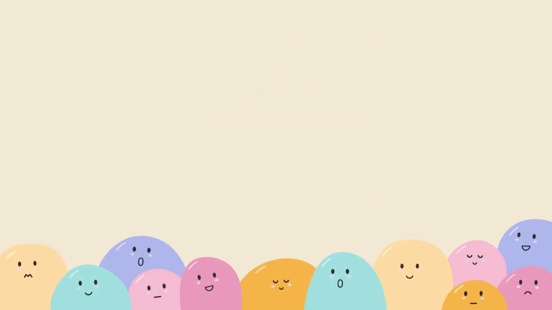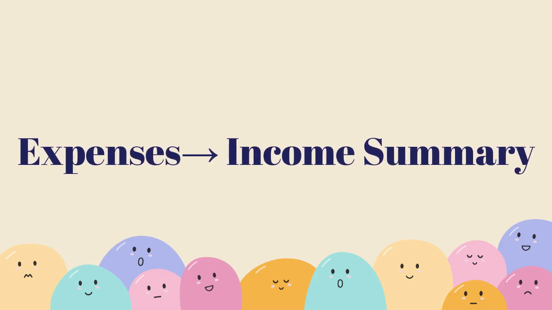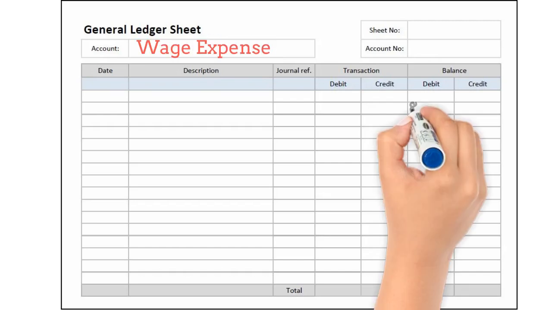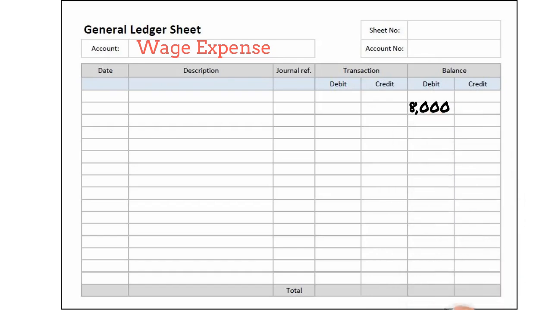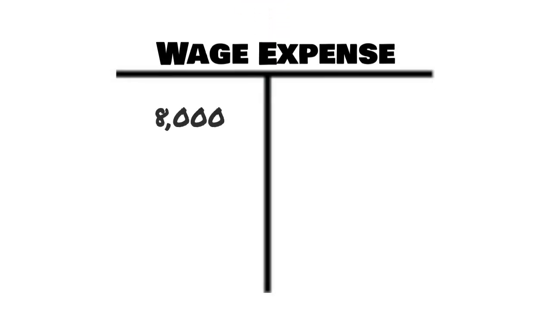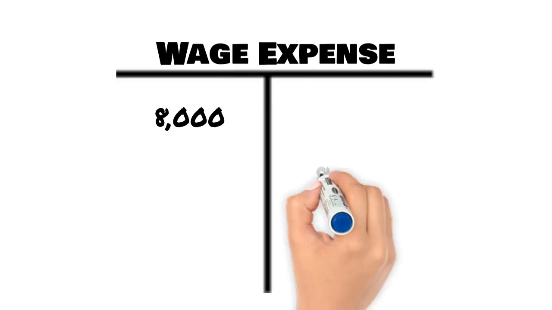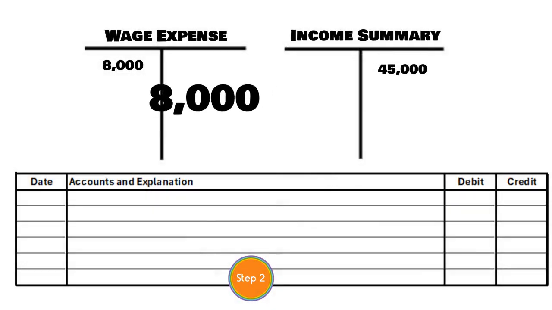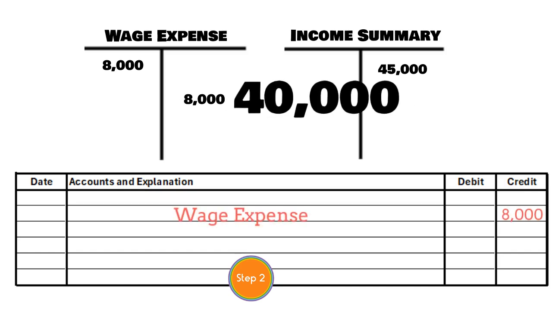The next step is to close our expenses to Income Summary. Every expense is going to have its own ledger account, so we'll just pick one to illustrate, wage expense. We have to close all expense accounts the same way. Since wage expense carries a debit balance, as all expenses do, we credit the expense to close it and reset the balance to zero. That credit to wage expense is then offset by a debit to income summary.